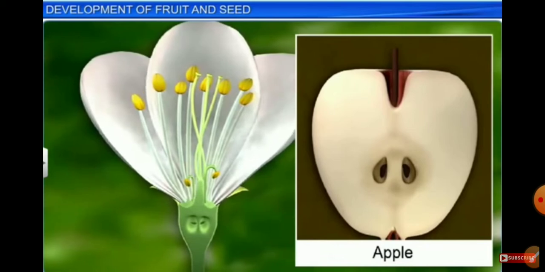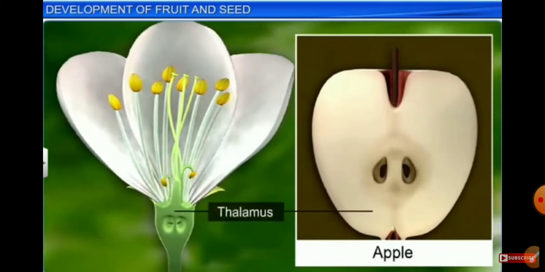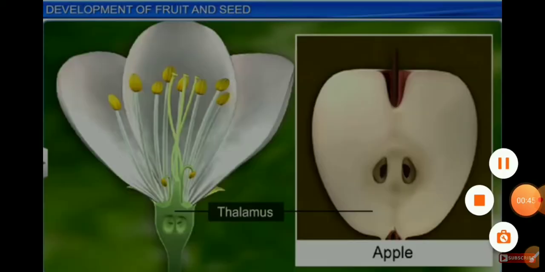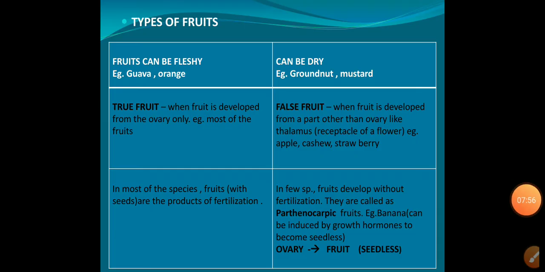And now you can see the apple. The formation of the apple is taking place from the thalamus part of the flower and not from the ovary. So this is the example you can give for a false fruit. So that's what I told you. You notice that the thalamus only is getting converted into the fruit. That's why apple is said to be a false fruit. The same thing happens with the cashew and strawberry also.